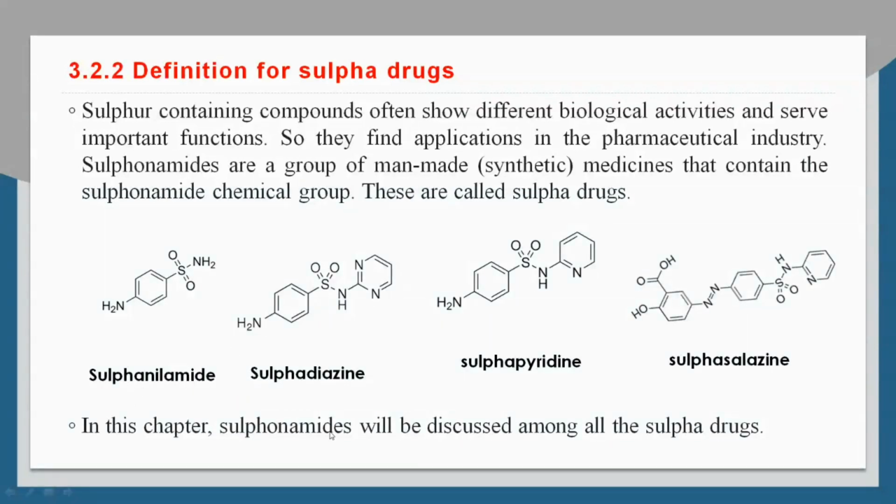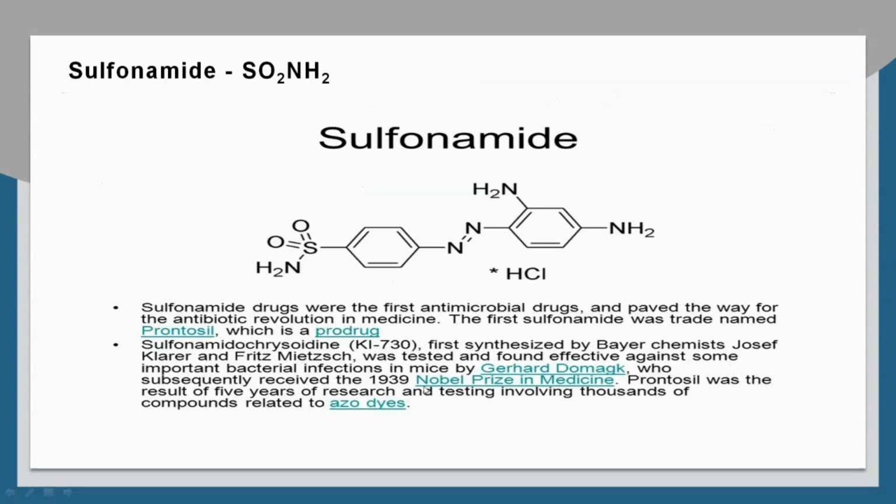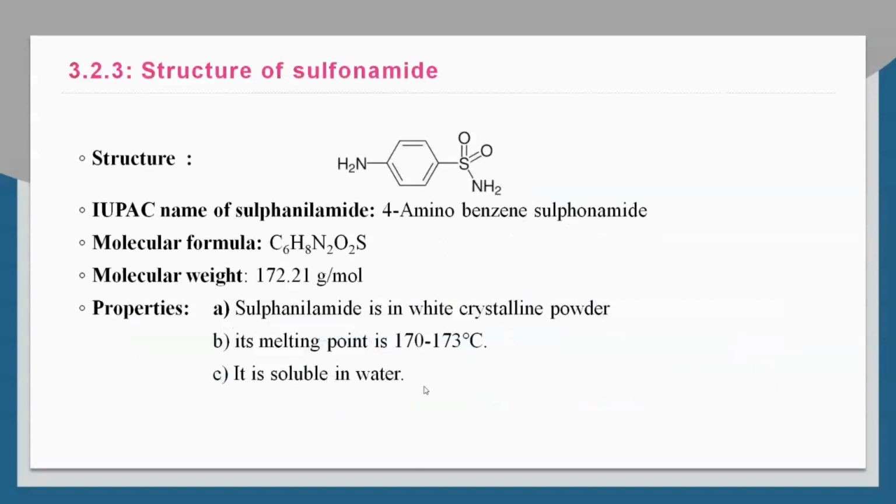In this chapter, sulfonamides will be discussed among all the sulfur drugs. So this is the example of a sulfonamide. Sulfonamide drugs were the first antimicrobial drugs and paved the way for the antibiotic revolution in medicine. The first sulfonamide, with the trade name Prontosil, is a prodrug. Gerhard Domagk received the Nobel Prize in Medicine in 1939 for the discovery of sulfonamide.